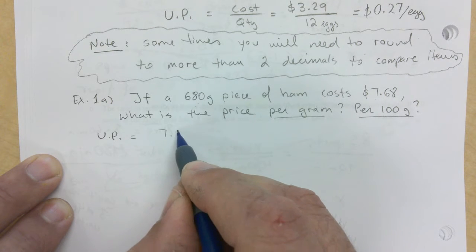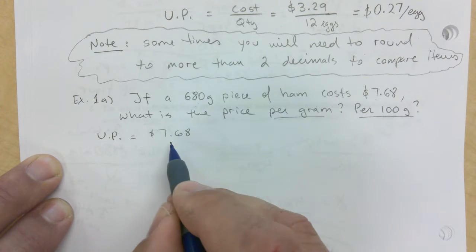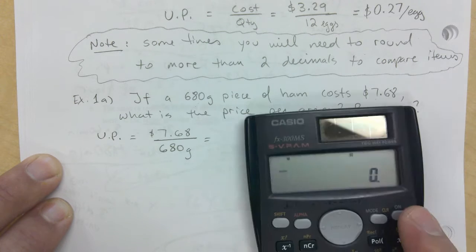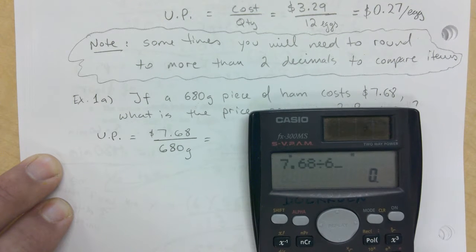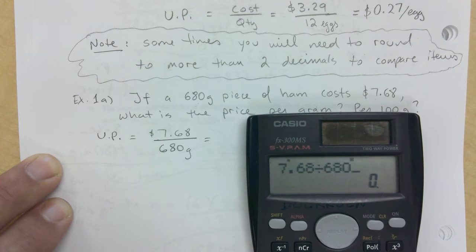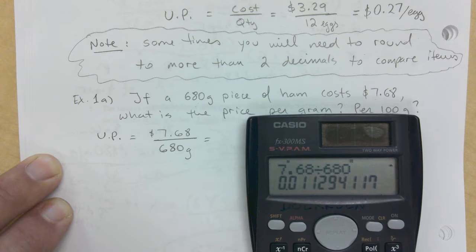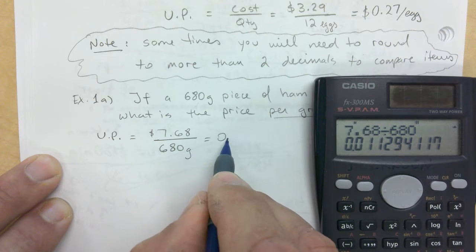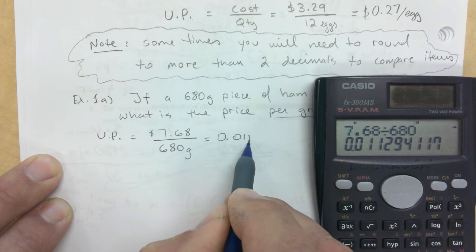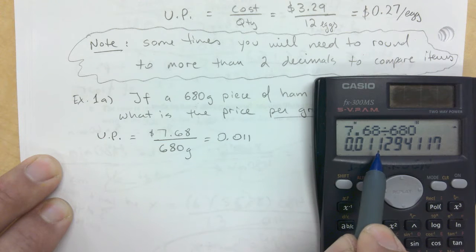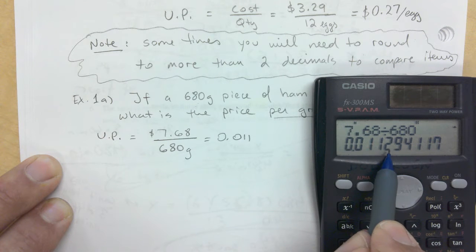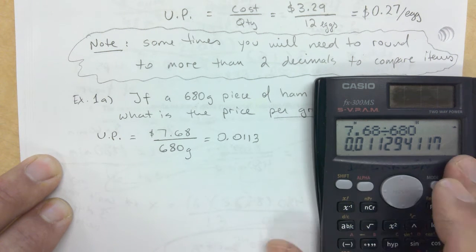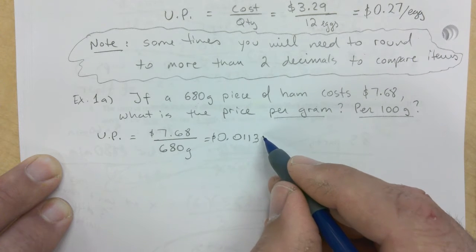So we're going to take the cost, always the cost, okay? Cost divided by the quantity, and that is 7.68. Go ahead and do that, right? 6.68 divided by 680. And watch what I'm going to do here. I'm not going to round it to 2 decimals just yet. 0.011, and I'm going to truncate it here so that the 2 will bump to a 3 because of the 9, okay? So it's that much per gram.